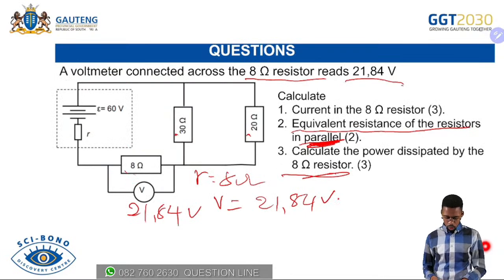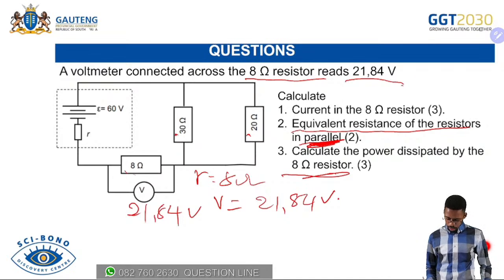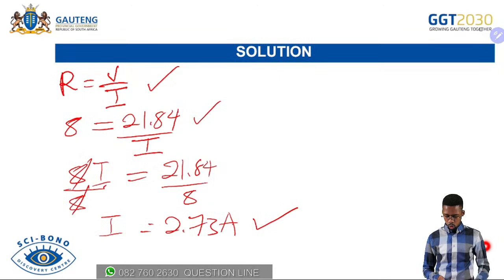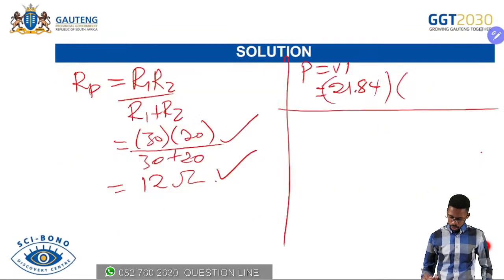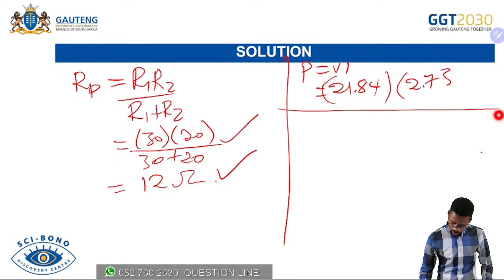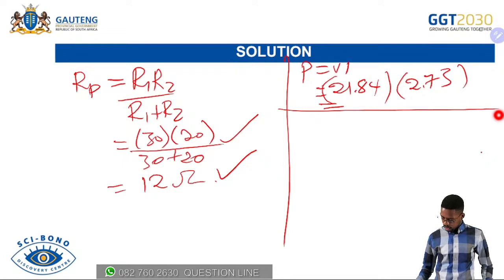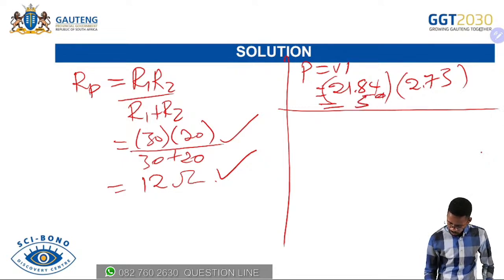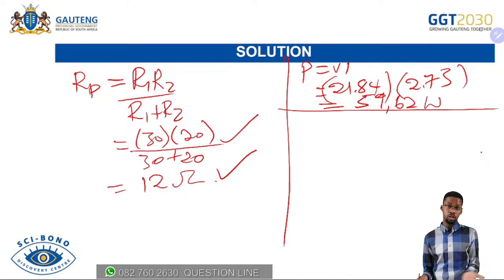So the current that flows to the 8 ohm resistor is the total current. Okay? It is the total current which we were required to calculate. It was 2,73. So it's 21,84 times 2,73. And what will be your answer? So you punch your calculator, and I think you're going to get 59,62 watts. So this can be an option as well.